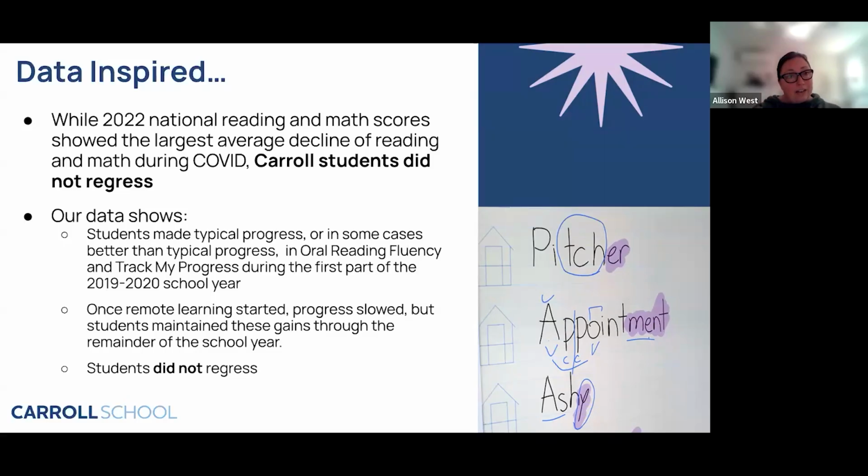So while the national assessment data was showing kids had some of the most significant regression since 1990, our students did not. And I share that with you because one of the tenets and one of the most important aspects of how we designed our COVID academic program was to very much preserve our focus area model. And so it's important that we continue to find ways to enhance that.